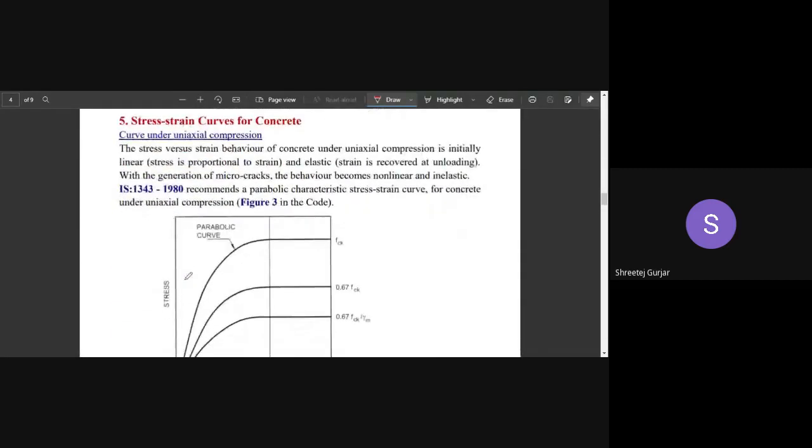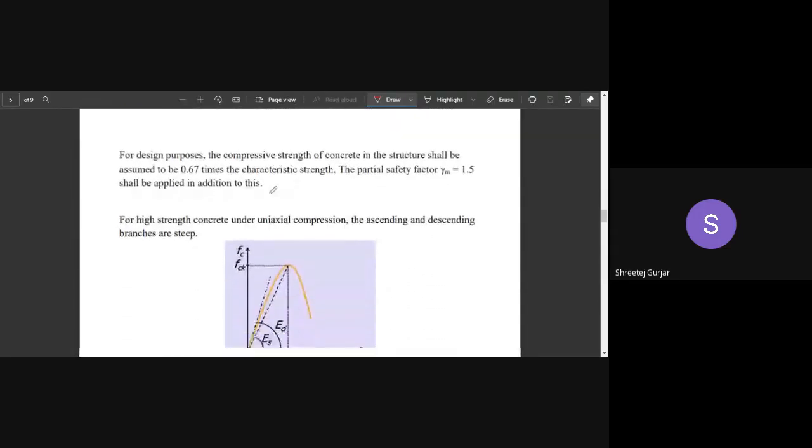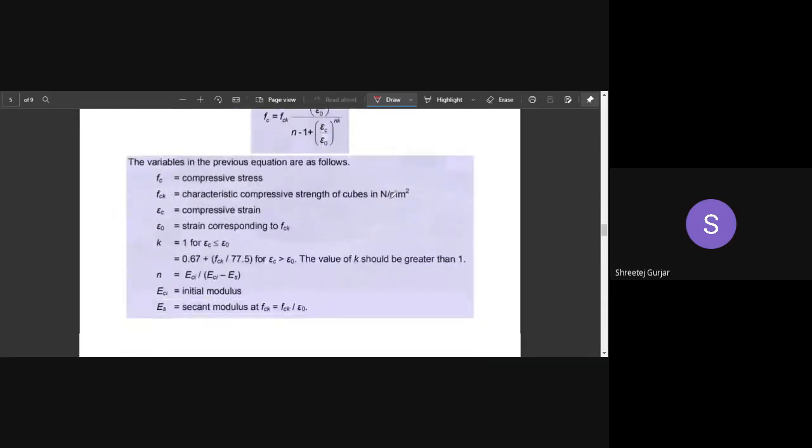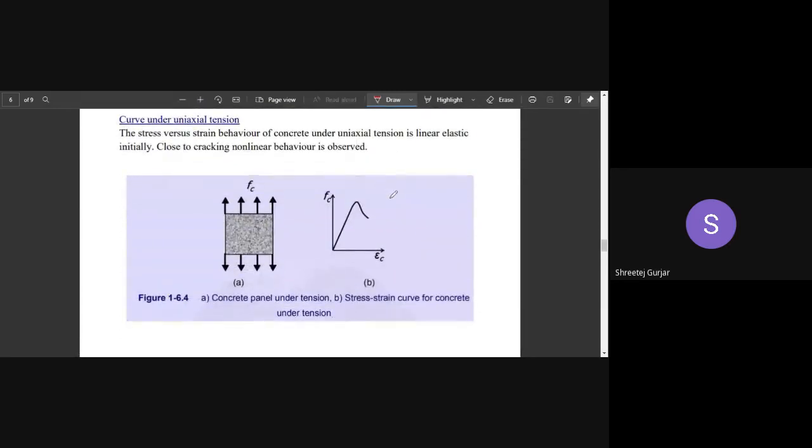And the next thing which we looked into was the stress strain curve for concrete. Right, we studied the stress strain curve for concrete under uniaxial compression. Then after this, we looked into the stress strain curve of high strength concretes. After this, we looked into the stress strain curve of concrete under uniaxial tension.